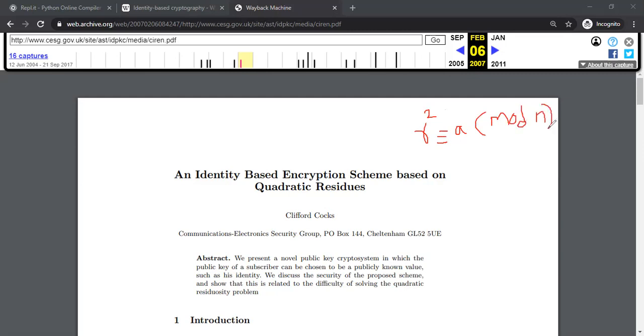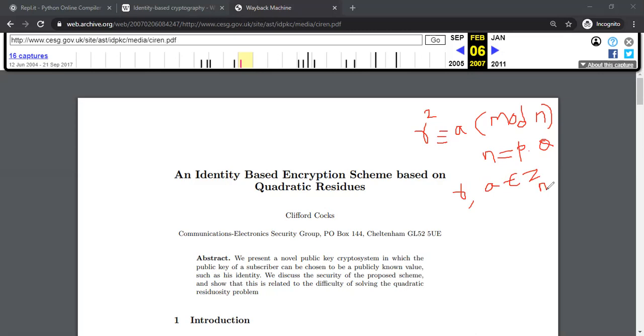Okay. n is the product of two primes P and Q, roughly the same size. We say A is a quadratic residue if we are able to find another number R such that R squared is congruent to A mod n. Both R and A are elements of the group Zn. This is the definition of a quadratic residue.